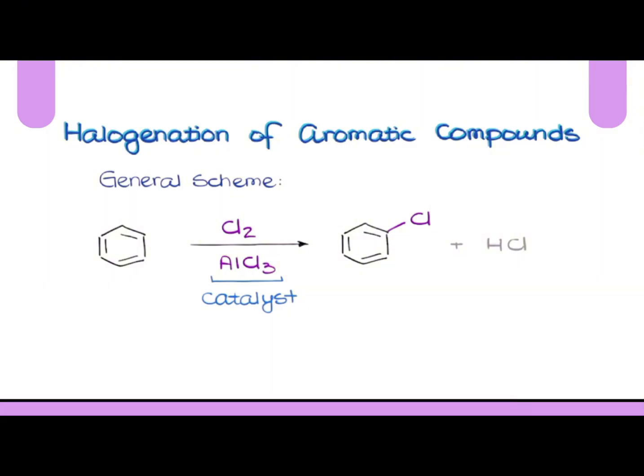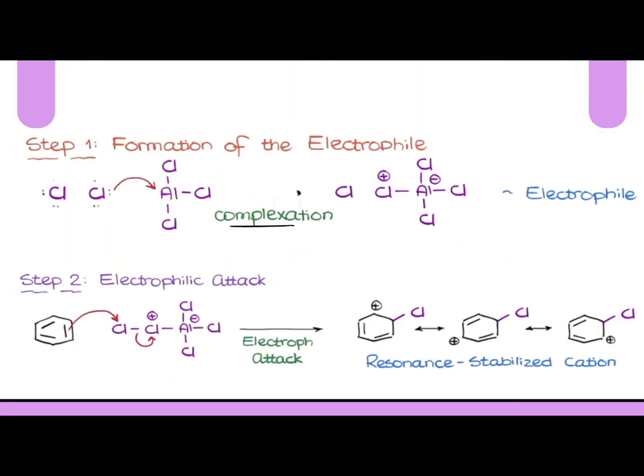Let us look at the actual EAS reactions, and we will start with the halogenation reaction. In the general scheme, we can see that we will be needing a halogen. So in this case, we are using a chlorine and aluminum chloride. The aluminum chloride is a catalyst, so motabang na siya sa reaction, pero dili na siya ma-consume during the process.